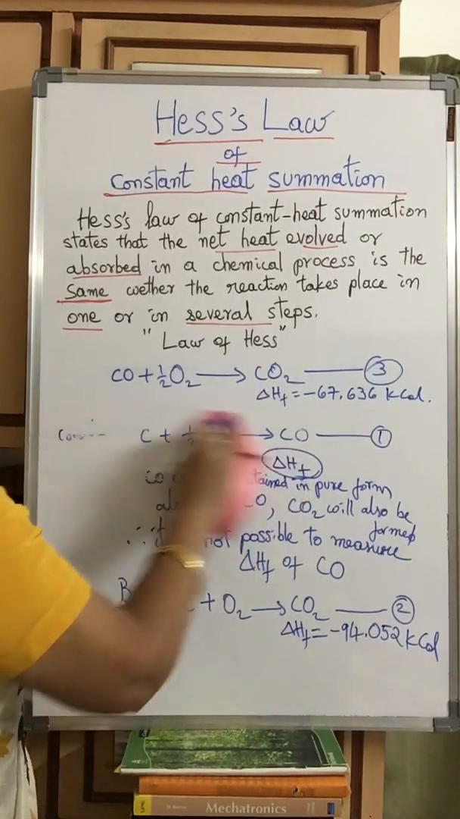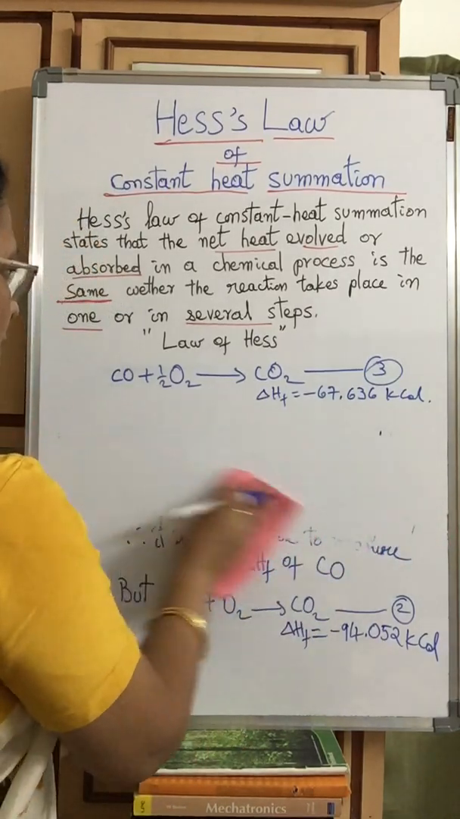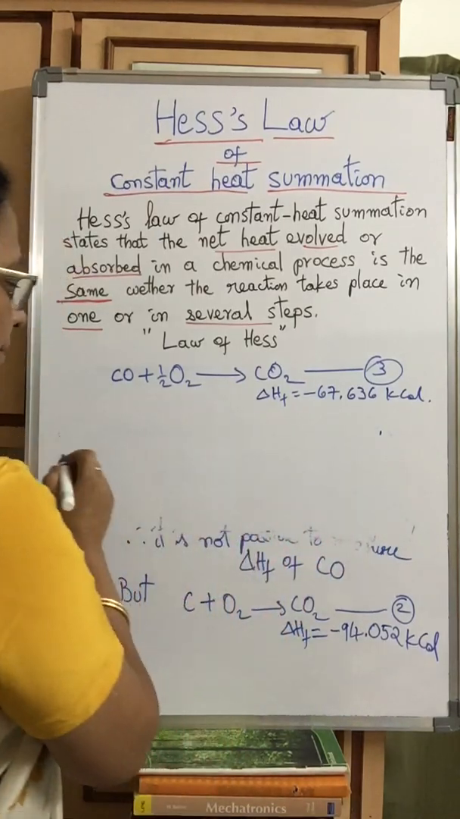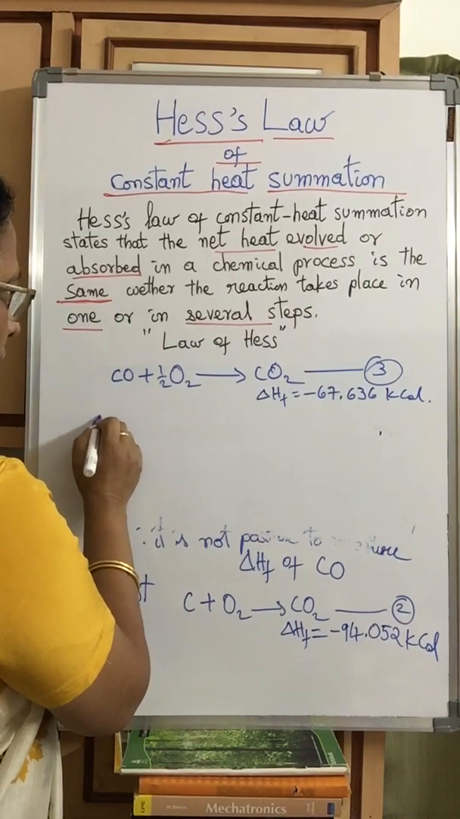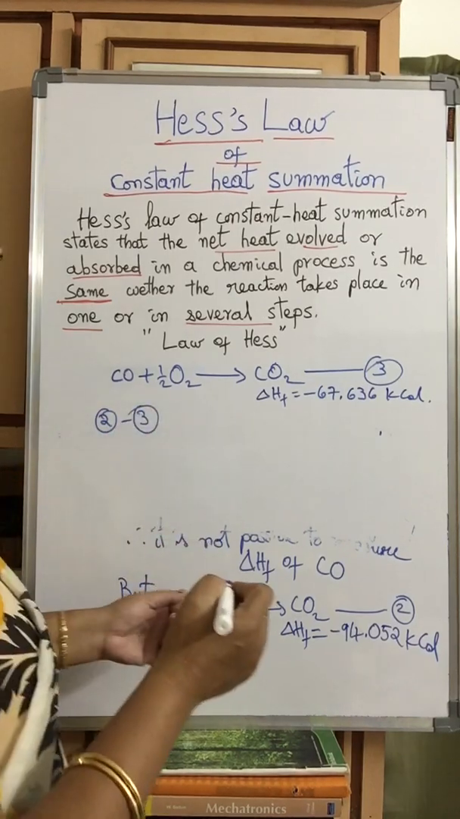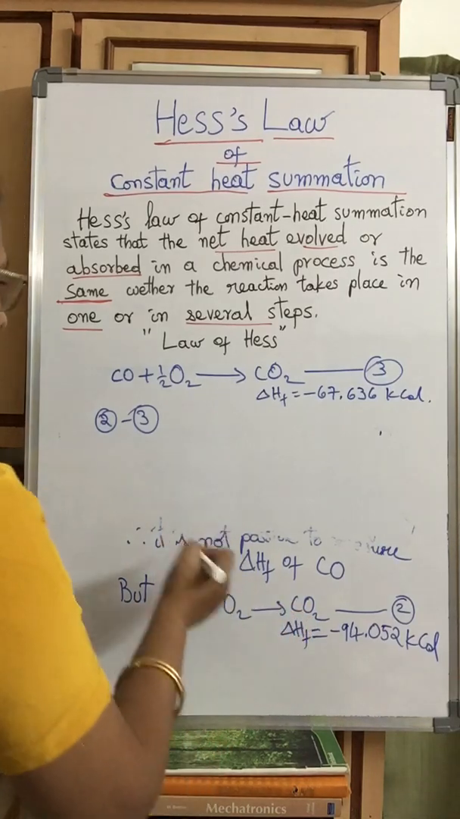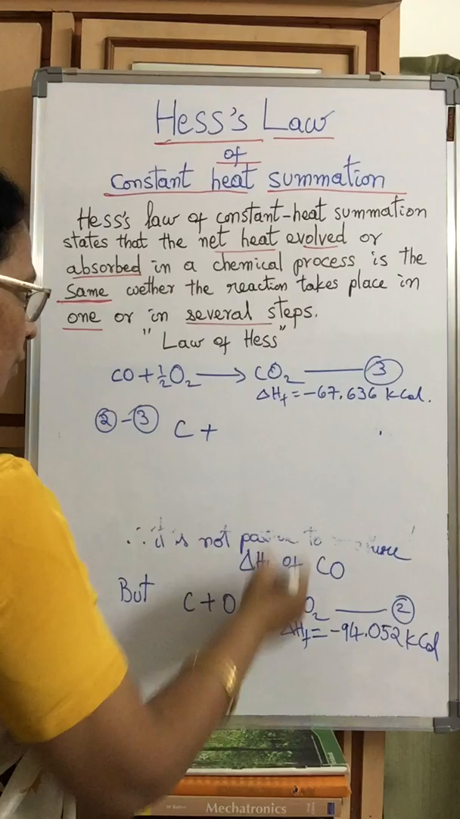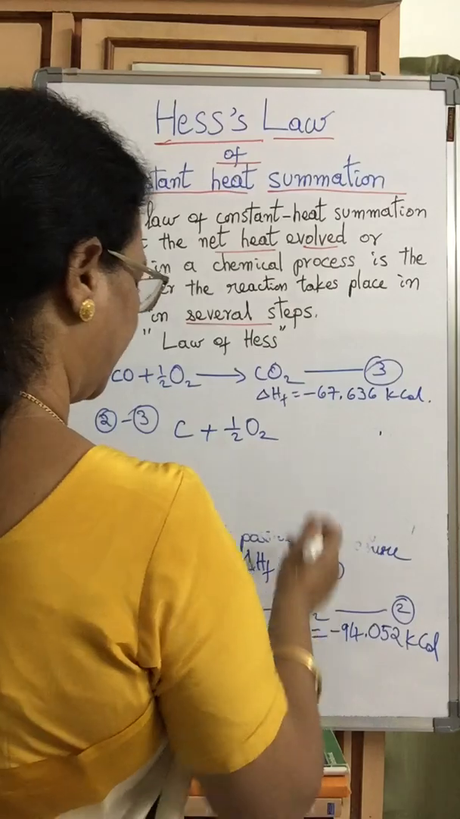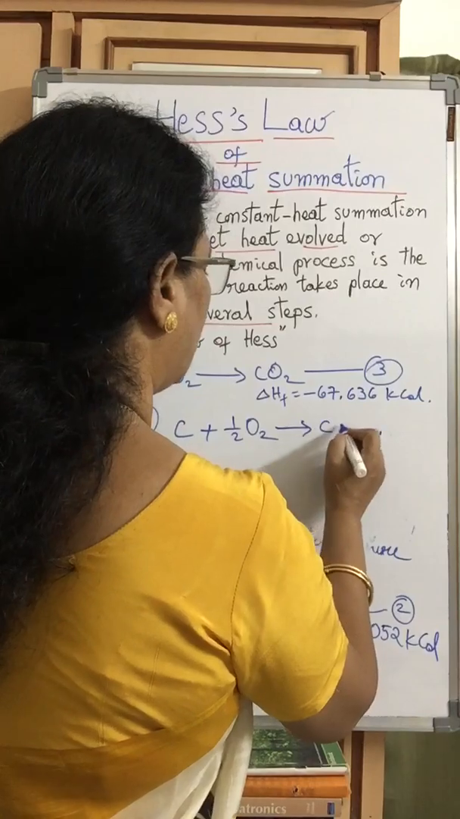So what is it now? Equation 2 minus 3. If you write 2 minus 3 here, what happens? C plus O2 minus half O2. CO2 gets cancelled. And here minus CO, no? 2 minus 3, that comes to the other side.